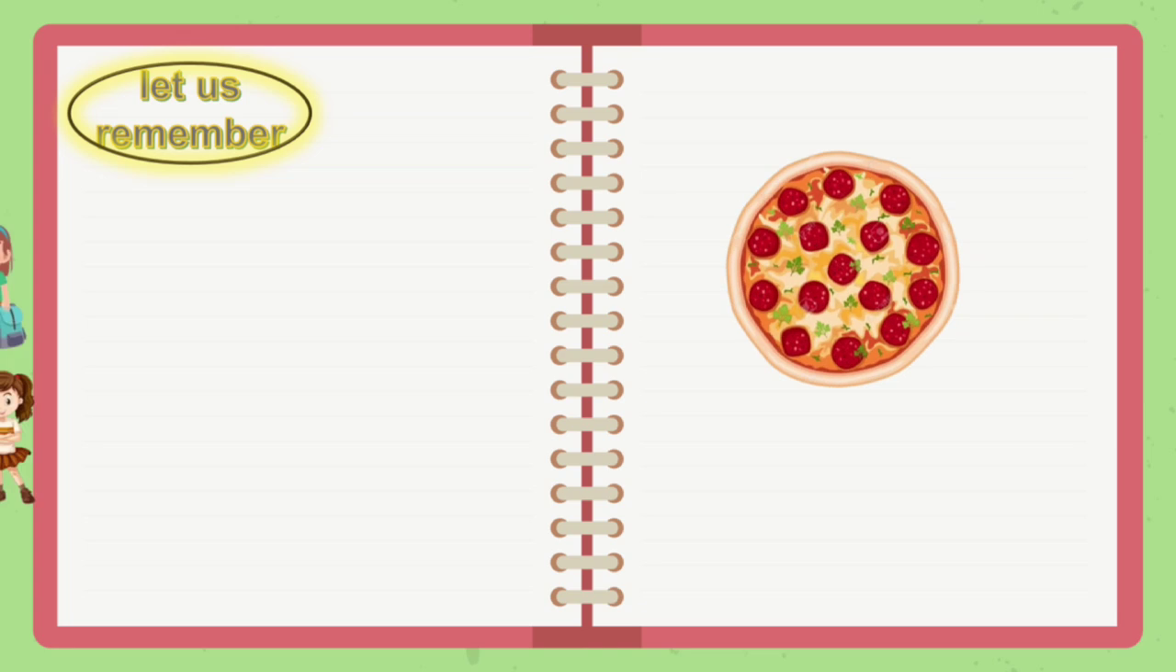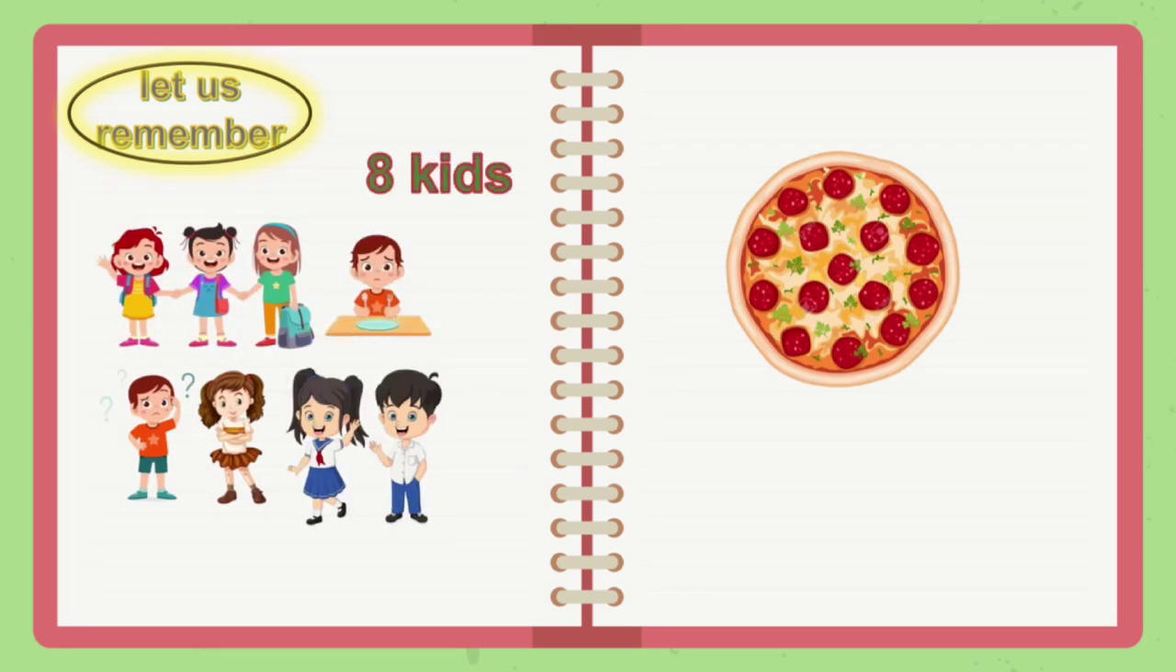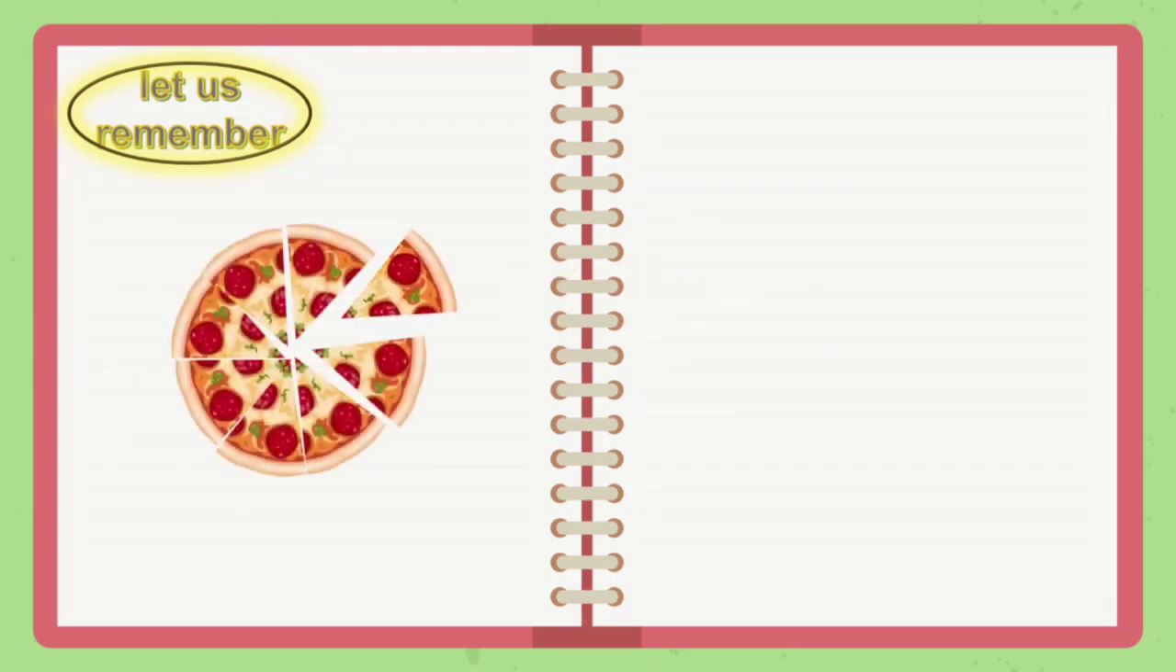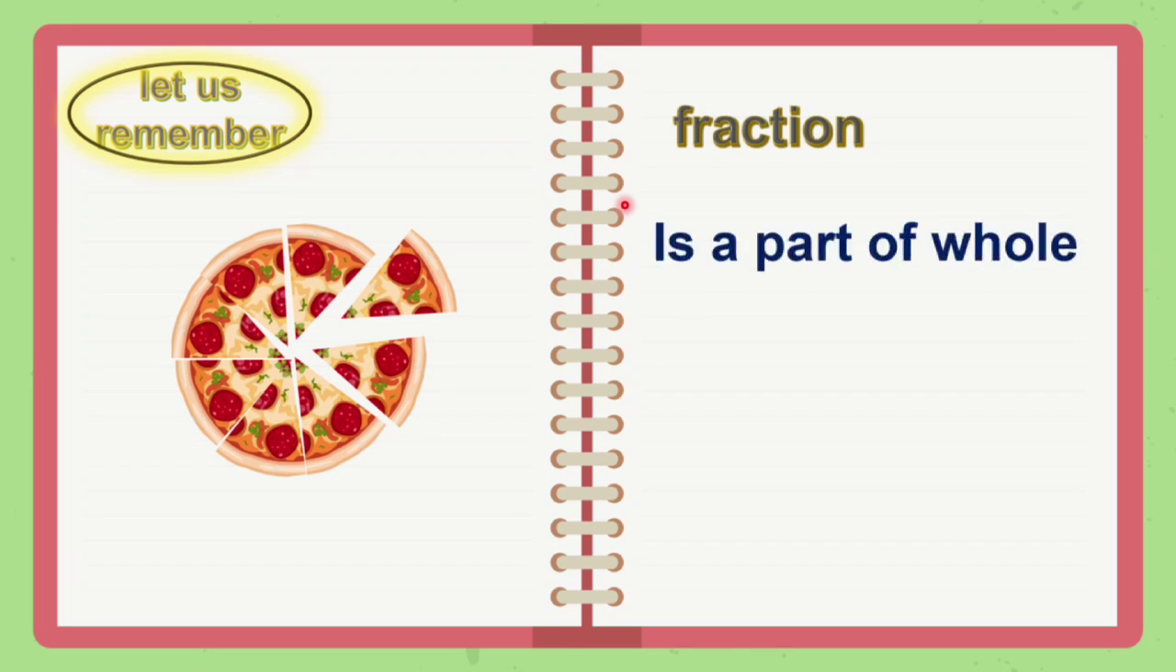If I have one pizza like that, and I want to divide it equally among 8 kids, what are we going to do? We will divide it into 8 equal parts, right? Like as we see. So guys, each of these parts is called what? It's called a fraction. So the fraction is a part of a whole. That's right.